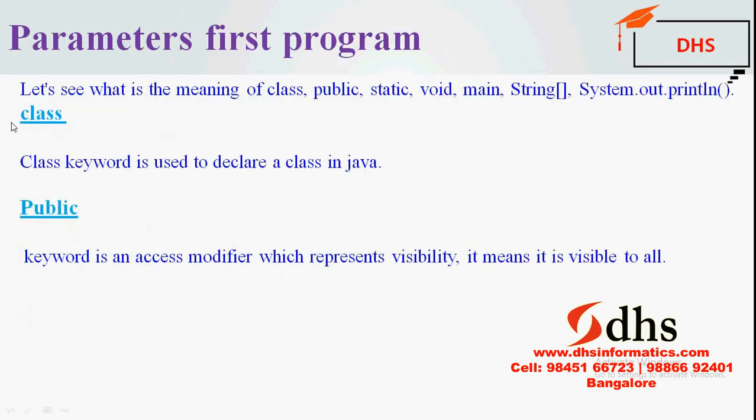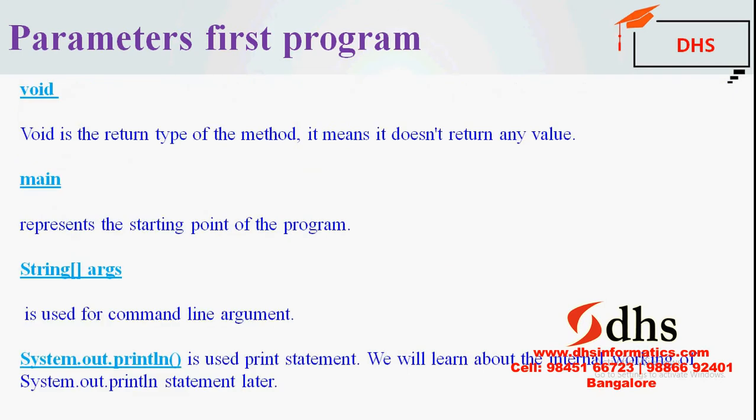Now the parameters. Class is a keyword used to declare a class in Java. Public is a keyword, also called an access modifier, which represents visibility. Public means visible to all. Void means it won't return anything. Void is the return type of the method. It doesn't return any value. It only returns control.